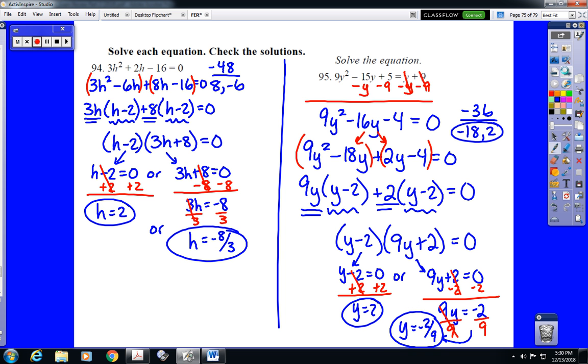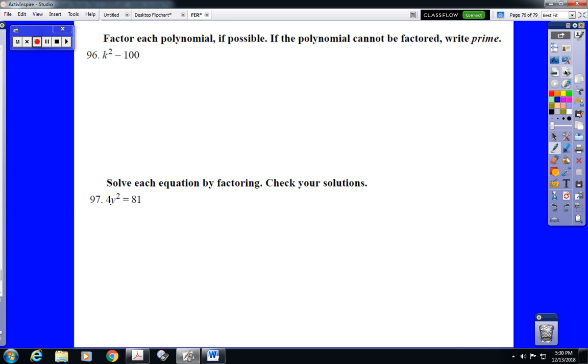Okay, number 96 says factor the polynomial if possible. This is a special case. This is called the difference of two perfect squares. Anytime I have a perfect square minus another perfect square, that factors into the square root of the first term plus or minus the square root of the second term. So here, it's going to factor because k squared and 100 are both perfect squares.